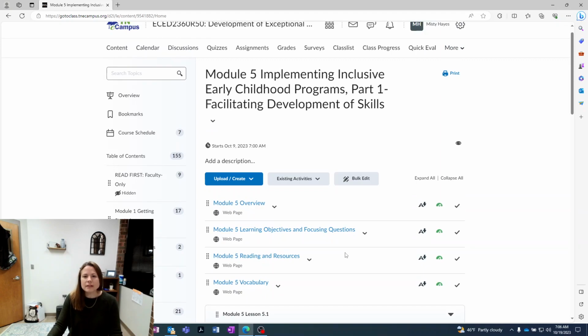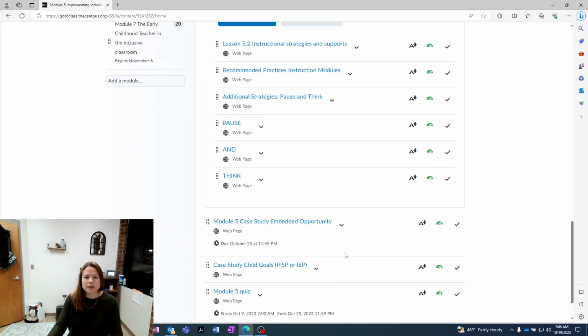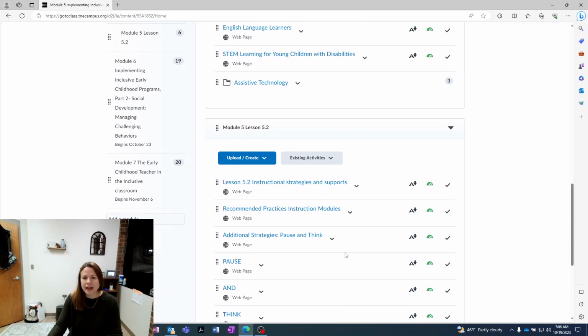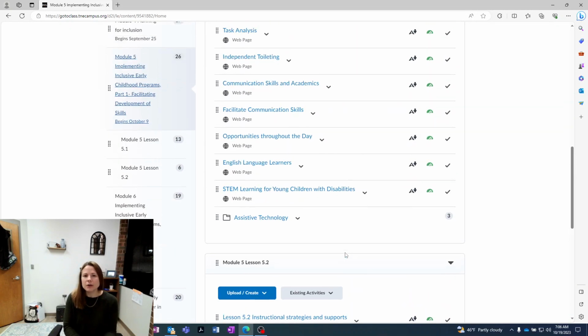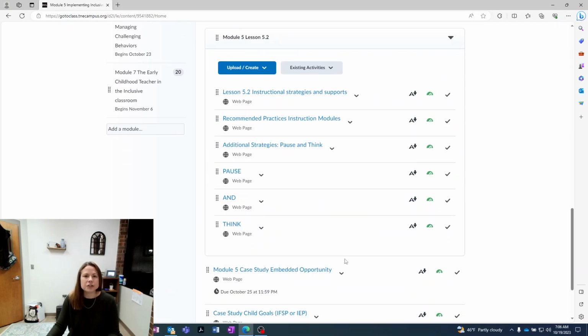So really we looked at those developmental skills. We looked at adaptive skills, right? We were looking at some strategies to put in support for students. We were looking at English language learners, communication skills, task analysis. We were looking at assistive technology. So there's really a lot that we covered just alone in Module 5.1.